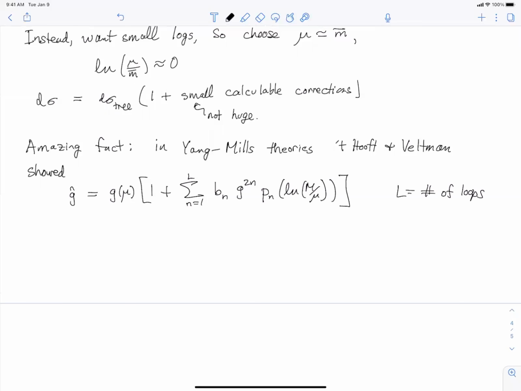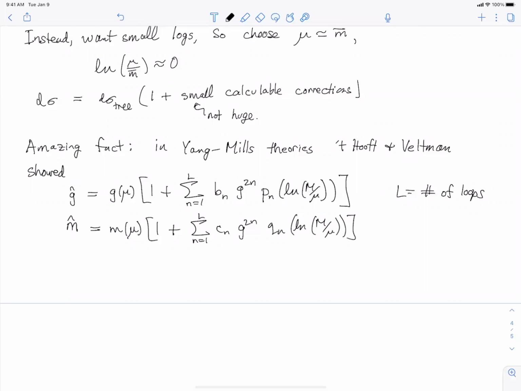And then at the same time, you do the same thing for the masses. So there are bare masses, which are equal to renormalized masses times, again, 1 plus a correction that goes over the number of loops. Each loop comes with an extra 2 powers of the coupling. And then there's some other polynomial, again, in logarithms of the cutoff divided by the mass scale.